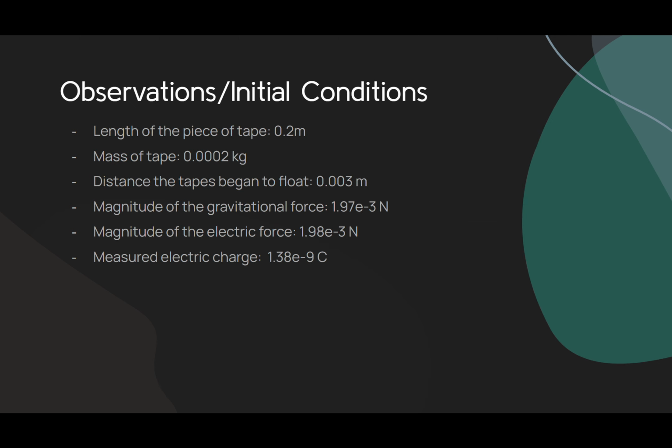Observations and initial conditions. Our initial conditions were as follows. The length of the tape was 0.2 meters with a mass of 0.0002 kilograms. The distance at which the tapes began to float was measured to be 0.003 meters. The gravitational force acting on the tapes was approximately 1.97 times 10 to the negative 3 newtons. The magnitude of the electric force was 1.98 times 10 to the negative 3 newtons. And the measured electric charge was 1.38 times 10 to the negative 9 coulombs.